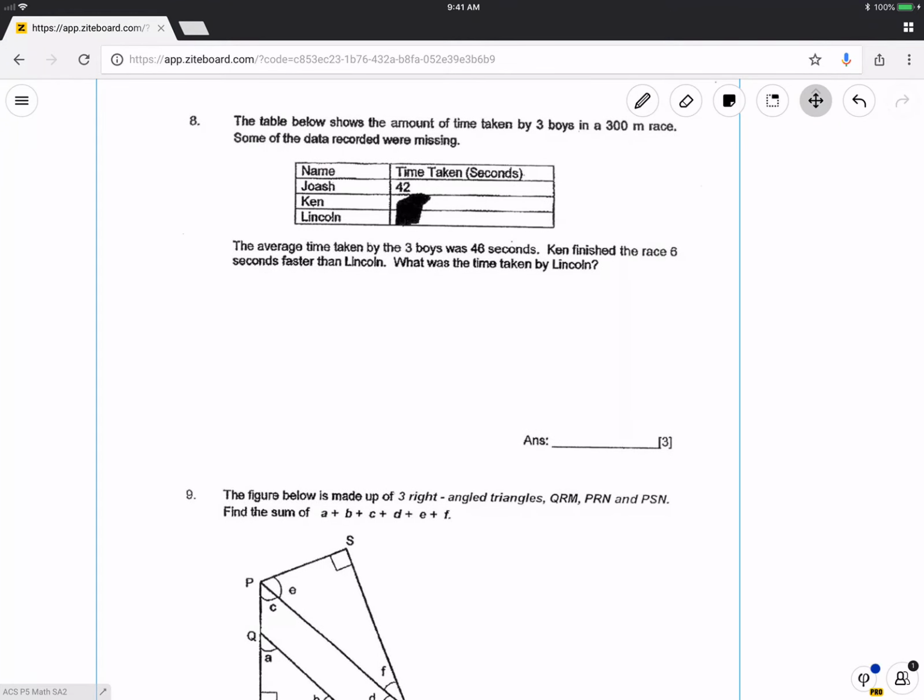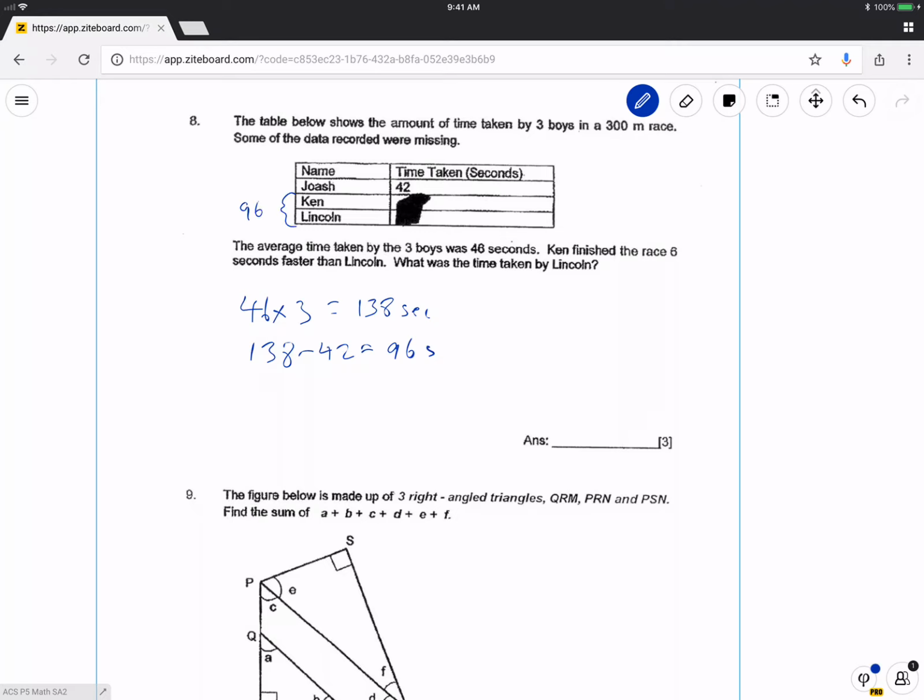The amount of time taken by 3 boys in a 300 meters race, some of the data recorded were missing. The average time taken by the 3 boys was 46 seconds. So average 46, total 46 times 3 equals 138 seconds. That's the total, right? So Joash took 42, so we take 138 minus 42, we get 96 seconds. That means these two fellas took 96.